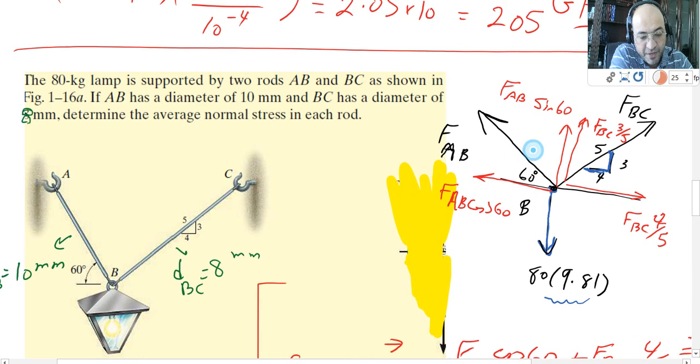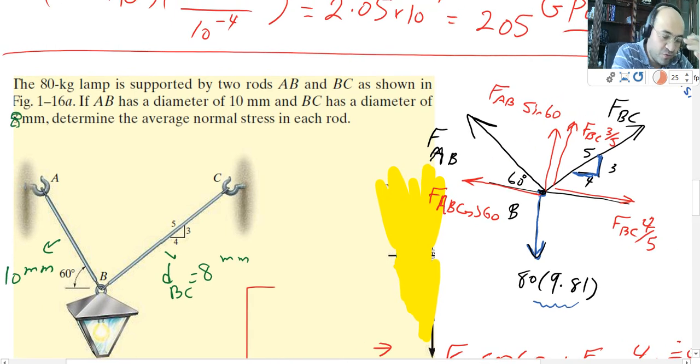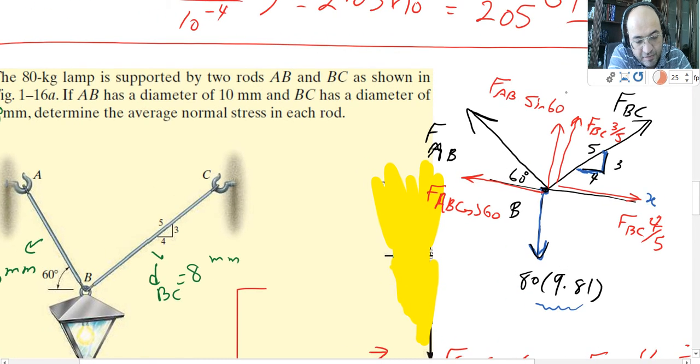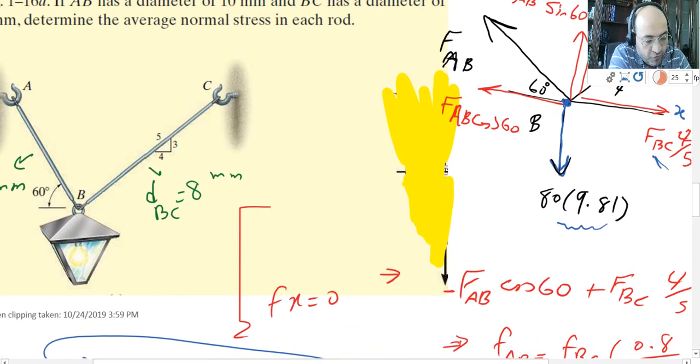Then I can actually break them down to components. Again, the way that we do a 2D equilibrium is break down to components, do sum of Fx equal to 0, sum of Fy equal to 0. From there, you can find your 2 unknowns. This is the component method. So now, I break the FBC on the x. This is the x-axis and that's the y-axis. So on the x, I have FBC 4 over 5. On the y, I have FBC 3 over 5. On the other side, for AB, cosine is going to be on the x, sine is going to be on the y.